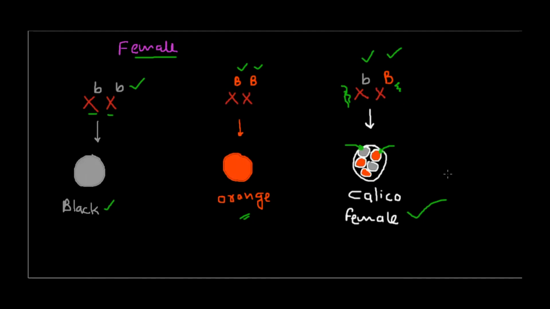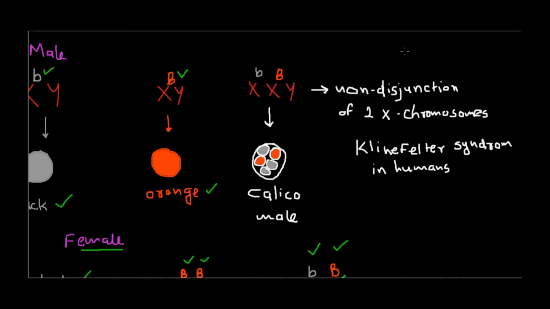Now there are rare calico male cats. How does that happen? What happens over here? How can we have a calico male? If during meiosis there is non-disjunction and two X chromosomes are present and they are heterozygous, in such a rare condition, it is going to have two X chromosomes, one containing the allele for black pigment and one for orange. That's how you're going to end up with the calico male cat, and this is something similar to Klinefelter syndrome in humans.